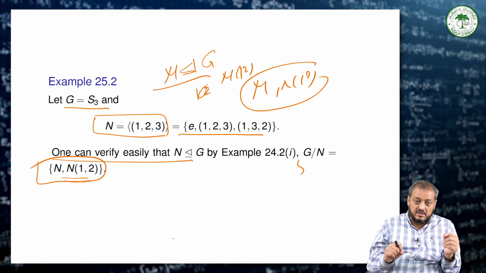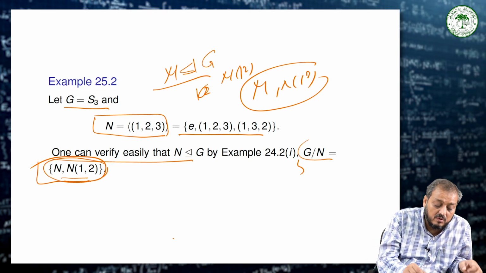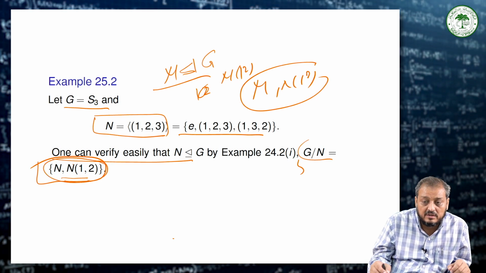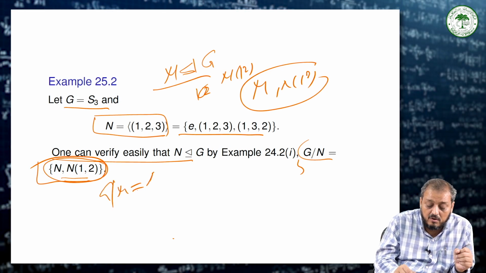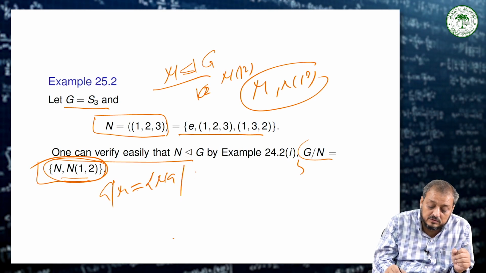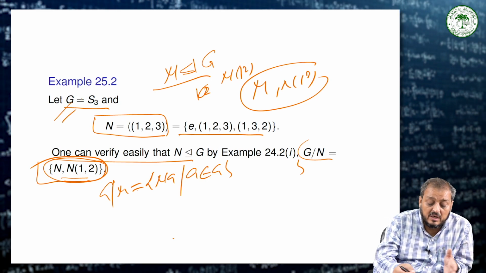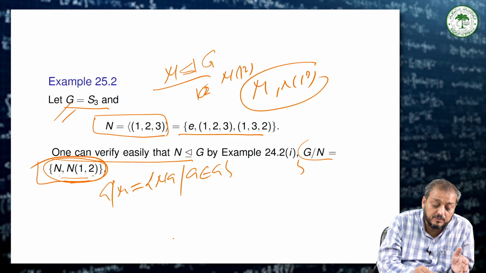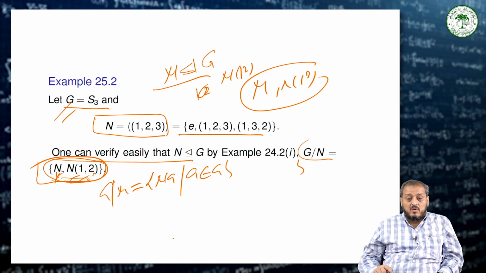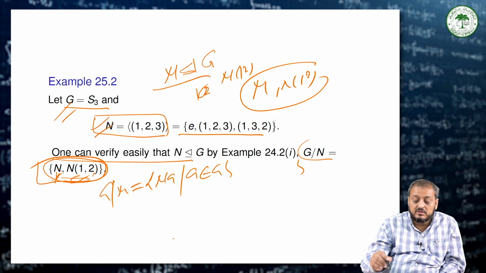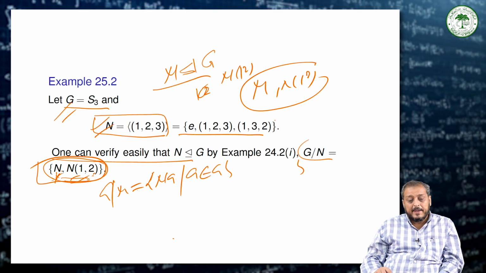By this we can show that G/N is nothing but the collection of all the right or left cosets aN, where a is an element of G. Then you have the collection of all the right cosets. There are only two possible cosets: one is N, another is (1 2)N, where N is the subgroup generated by the 3-cycle. So we can just check.